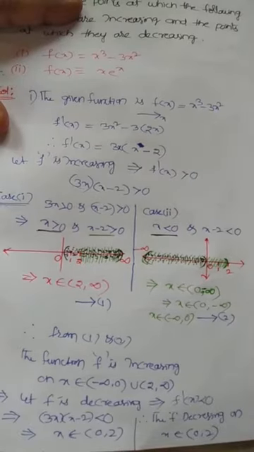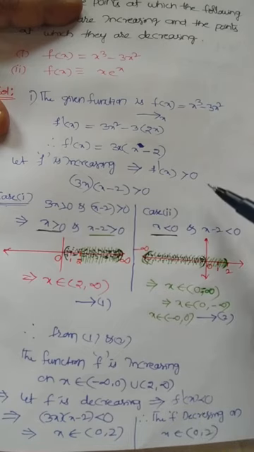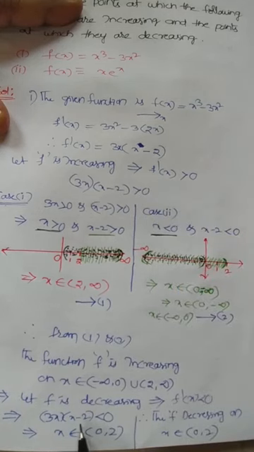Now we are moving to find the decreasing intervals. Suppose f is decreasing, that implies f dash is less than 0. So it is completely opposite to the increasing function, isn't it? So what is our f dash of x? 3x into x minus 2, and according to this relation it must be less than 0. Here 3x into x minus 2 is greater than 0, and here it is less than 0. So it is completely opposite to this one.